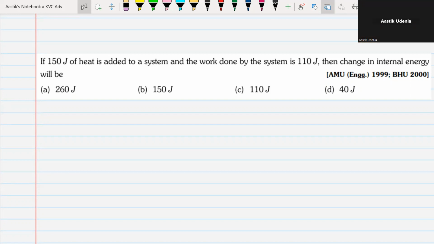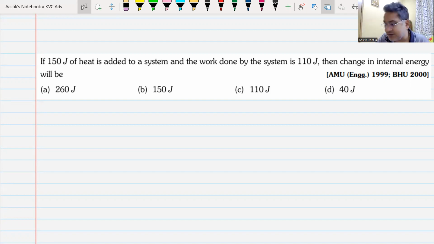Yes, sir. 40 joules. Yes, we got the answer. 40 joules is correct. And it is a straightforward question. I don't think I need to explain anything. Delta Q is delta U plus delta W. Delta Q is given as 150. Delta W, work done by the gas, so it is expansion, so it is positive. And the rest of the answer is pretty simple.